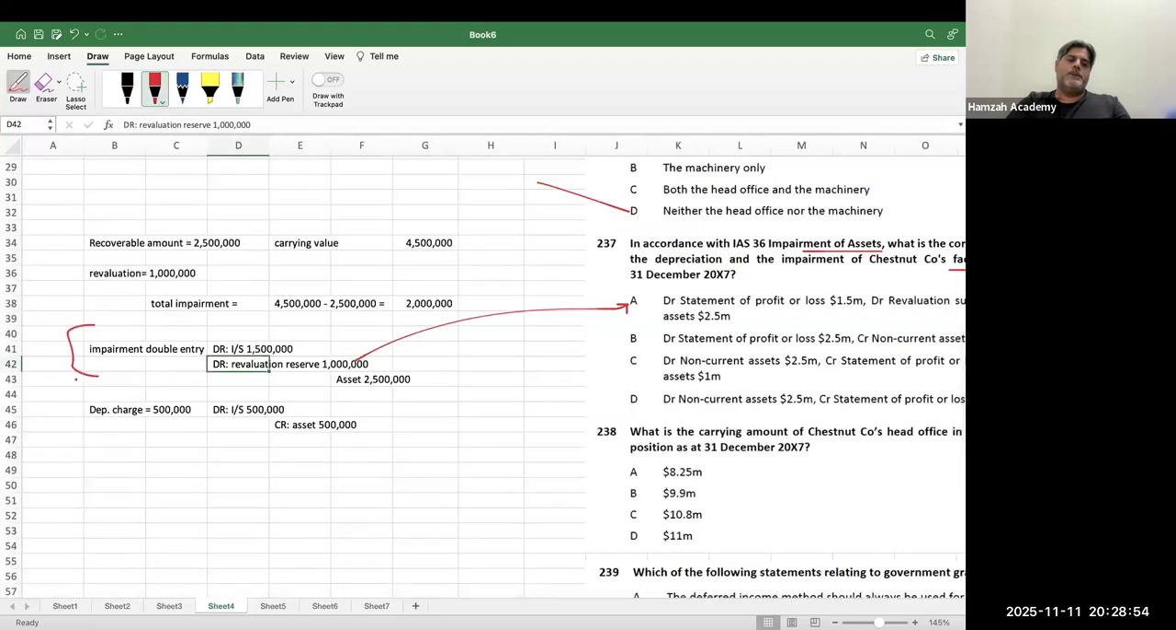This is for the impairment. This is for the double entry, separate entries. But obviously, the options are with the combined entry over here. So that is what you are going to do over here. Done? Okay.